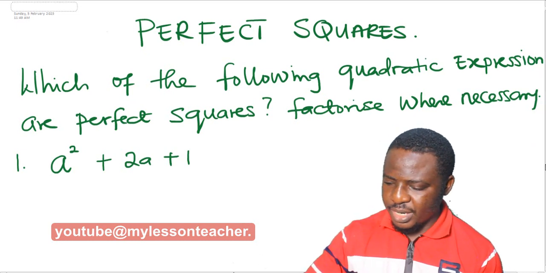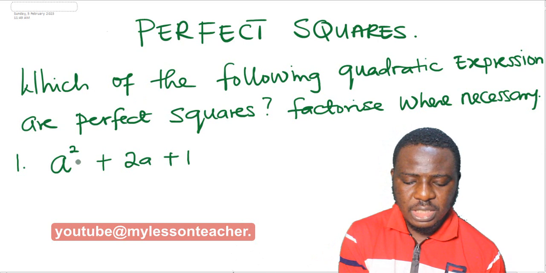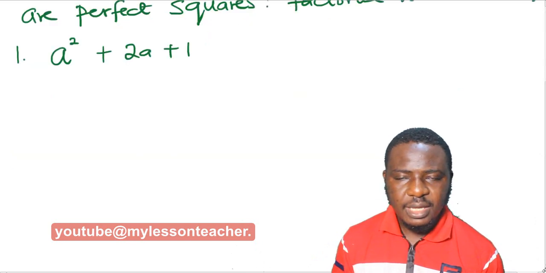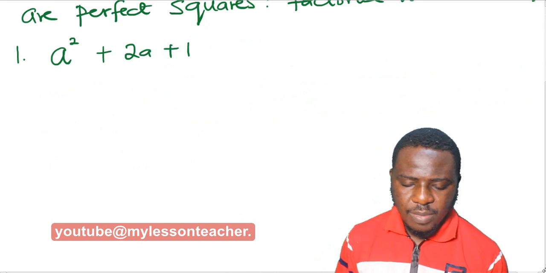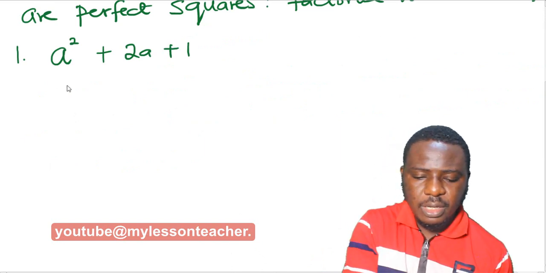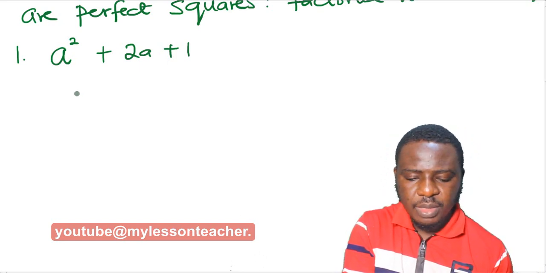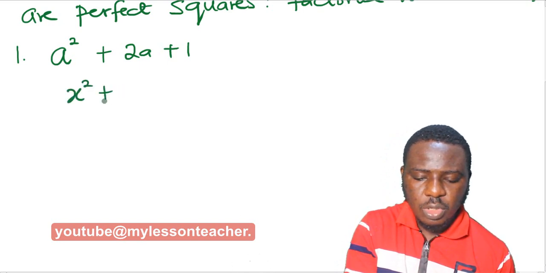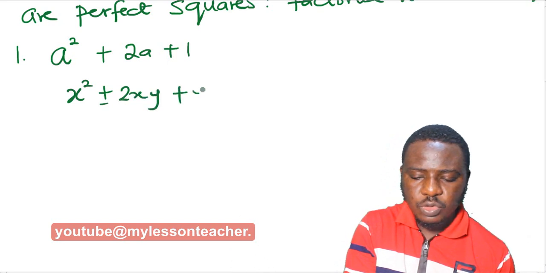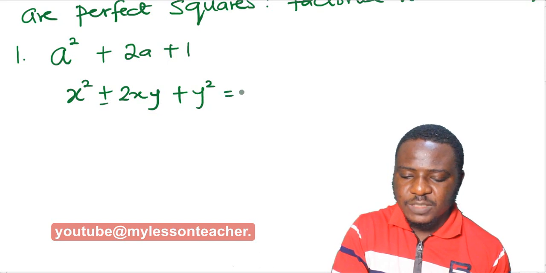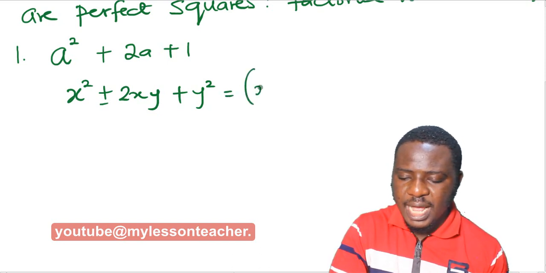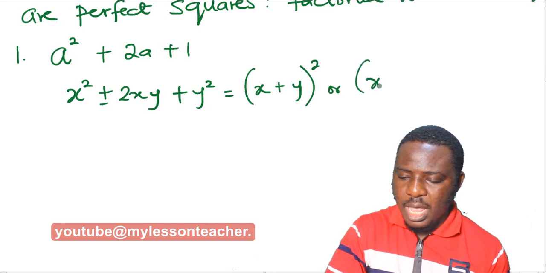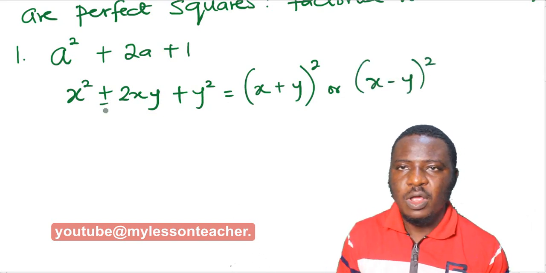Just as a reminder, number 1 says a squared plus 2a plus 1. Is it a perfect square? If it is, then we factorize. Remember, a quadratic expression is said to be a perfect square if it can be expressed as x squared plus or minus 2xy plus y squared. And if it's possible, then this can be factorized as either x plus y all squared or x minus y all squared for a negative.